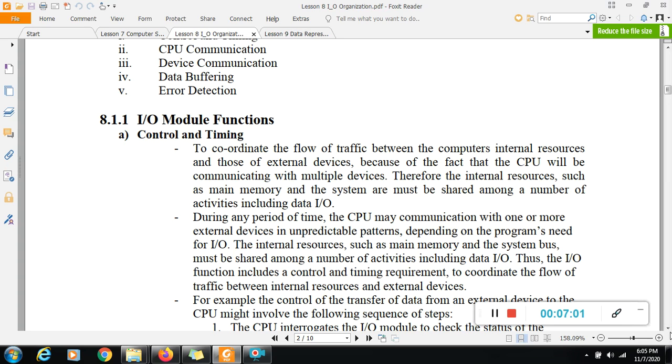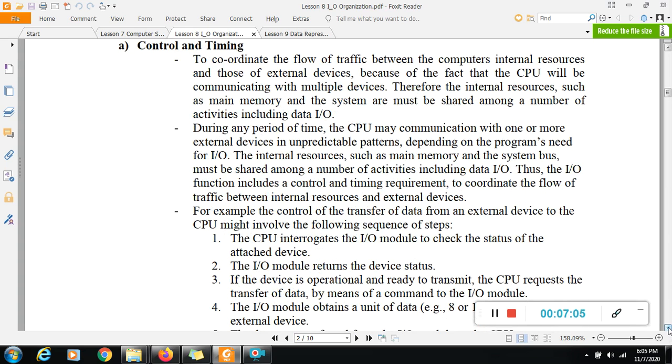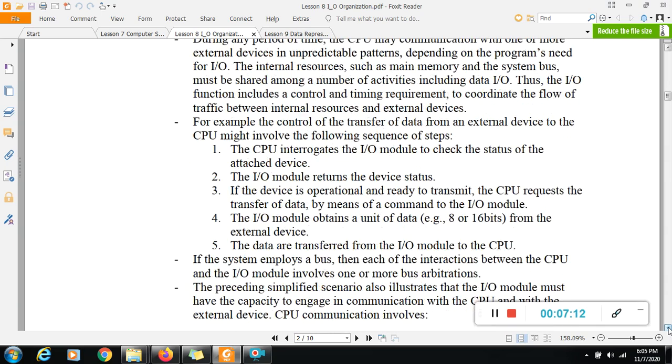For example, the control of the transfer of data from an external device to the CPU might involve the following sequence of steps. The CPU interrogates the input-output module to check the status of the attached device. The input-output module returns the device status. If the device is operational and ready to transmit, the CPU requests the transfer of data by means of a command to the input-output module. The input-output module obtains a unit of data, that is for instance 8 or 16 bit, from the external device. The data are transferred from the input-output module to the CPU.